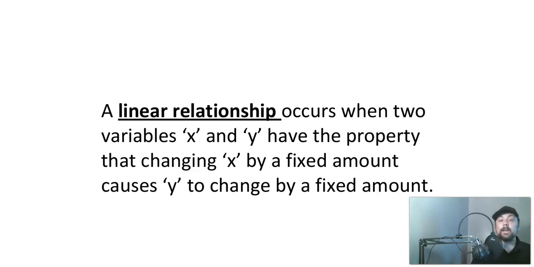A linear relationship occurs when two variables, x and y, have the property that changing x by a fixed amount causes y to change by a fixed amount. The example I always like to give is buying bananas, because at least it used to be, I haven't checked in a while, bananas were fairly stable in price and were generally about 50 cents a pound.